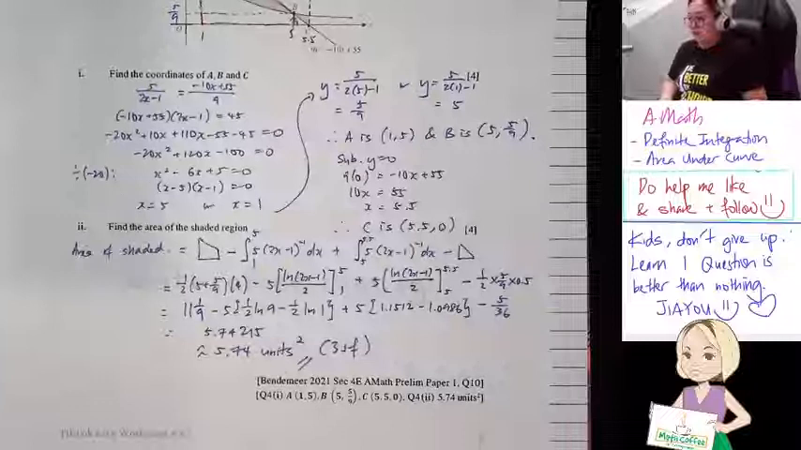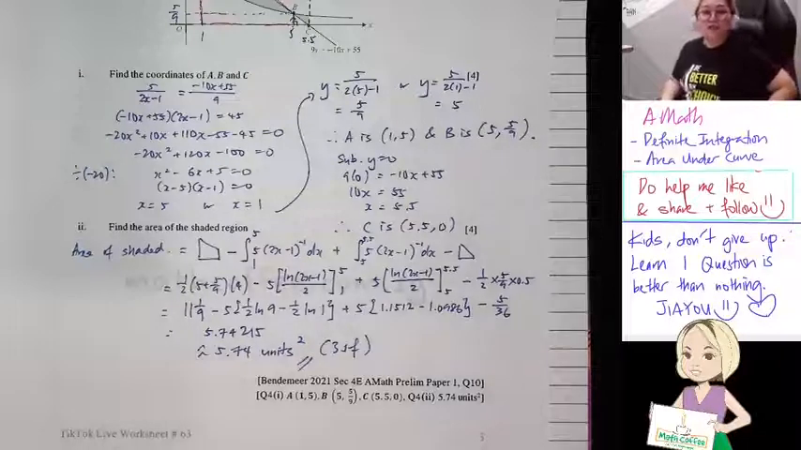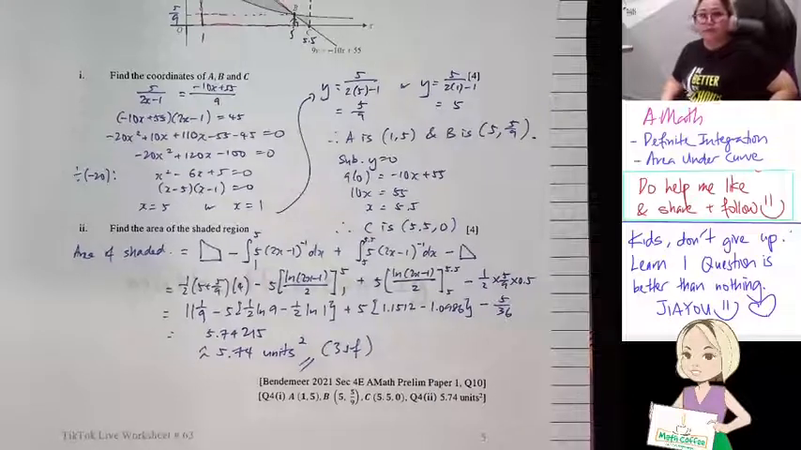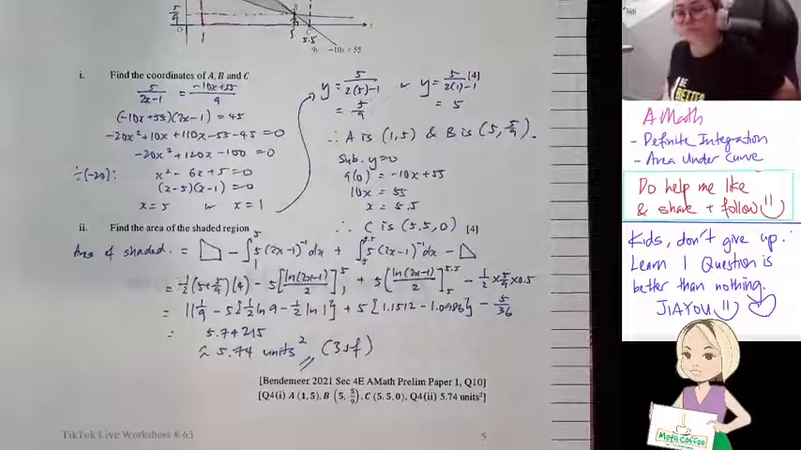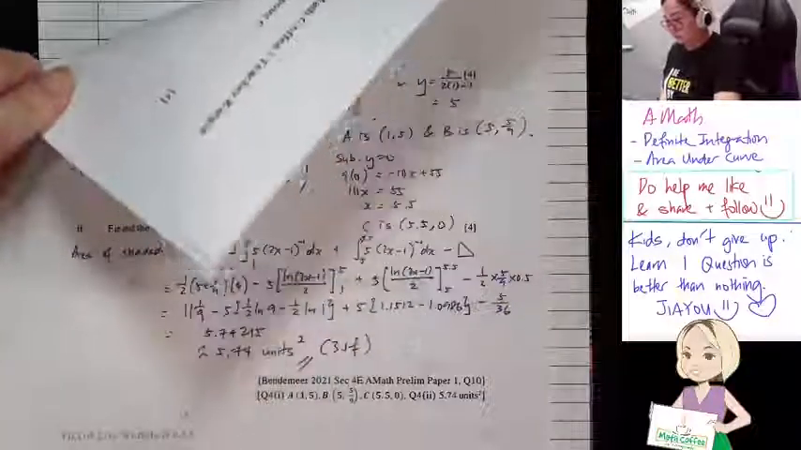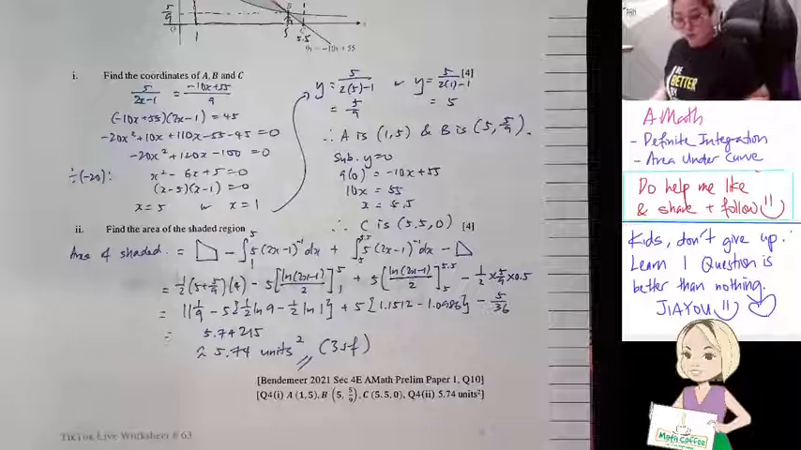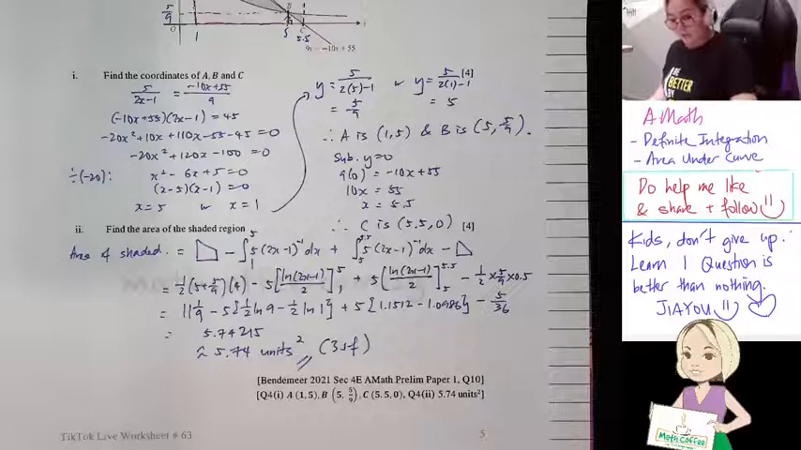So we are done. 3SF is three significant figures. Okay, so this is how you do this question. So we are done for the day. We have done 4 questions.